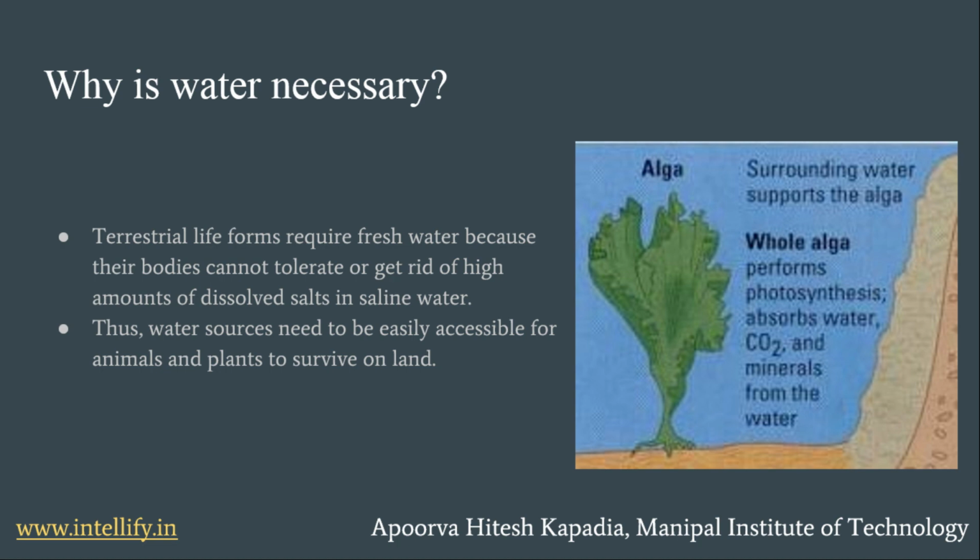Terrestrial life forms require fresh water because their bodies cannot tolerate or get rid of high amounts of dissolved salts in saline water. Thus, water sources need to be easily accessible for animals and plants to survive on land. For example, consider algae in the picture given. The whole algae performs photosynthesis, absorbs water, CO2 and other minerals from the water.